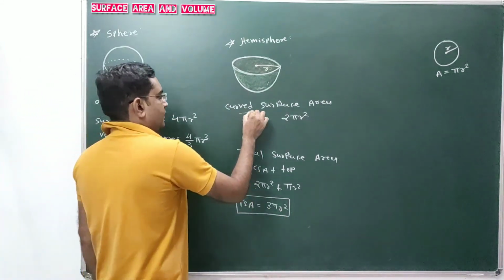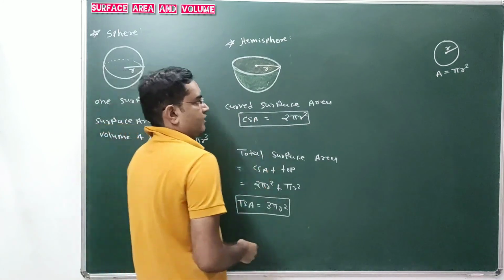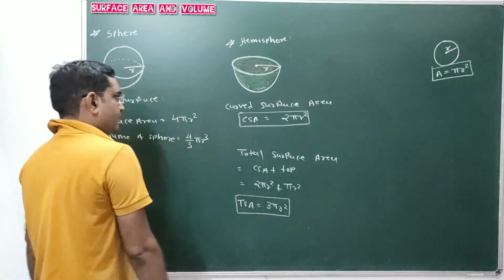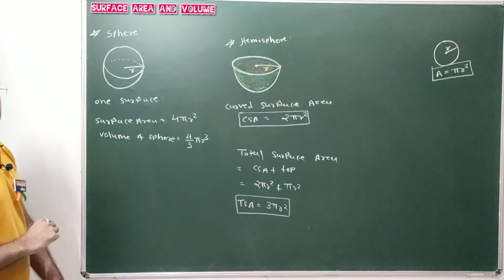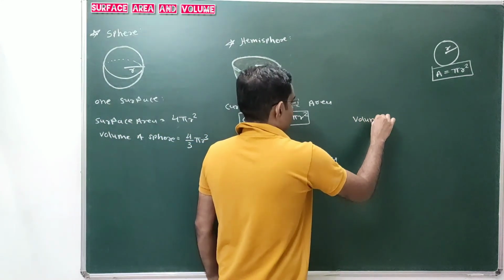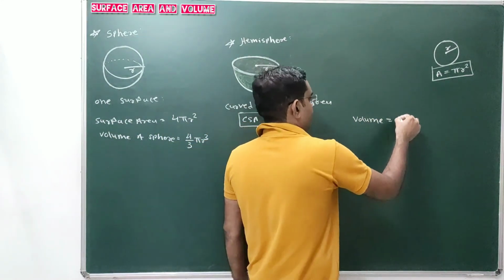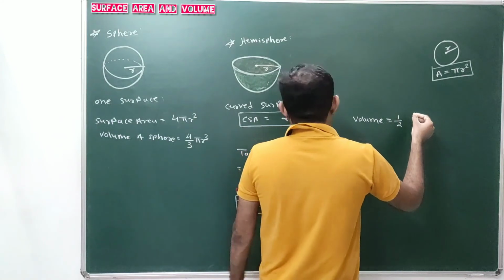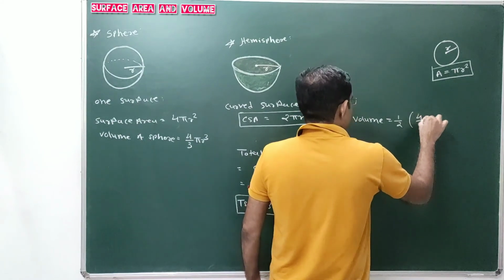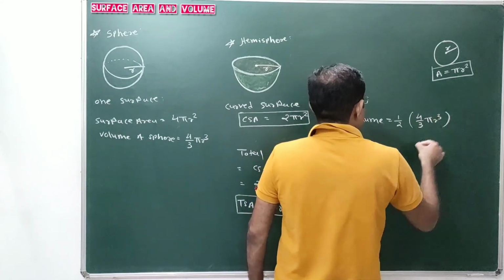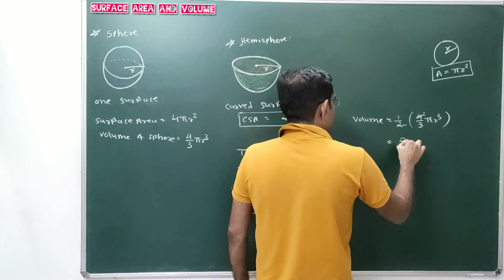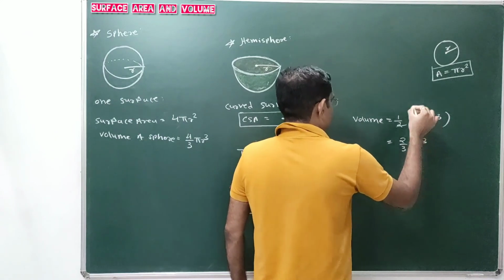Curved surface area of hemisphere is 2 pi r square. Area of circle with radius r is pi r square. Total surface area is 3 pi r square. Four formulas are there. And volume of this hemisphere is nothing but half of the volume of sphere. Volume of sphere is 4 by 3 pi r cube, so volume of hemisphere is 2 by 3 pi r cube.